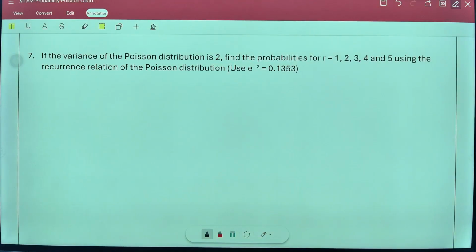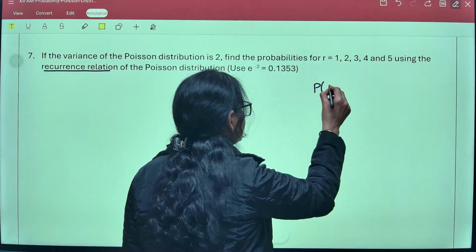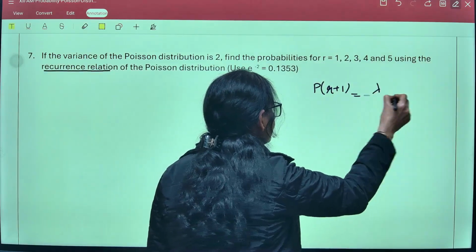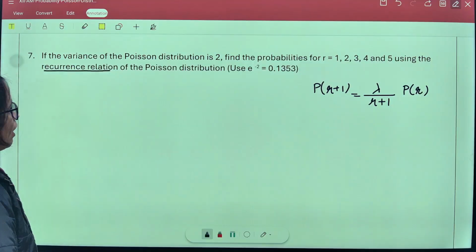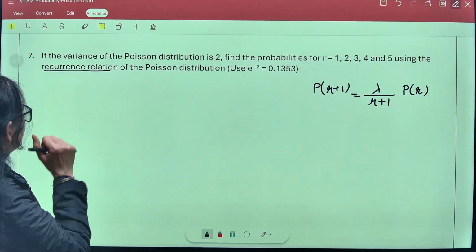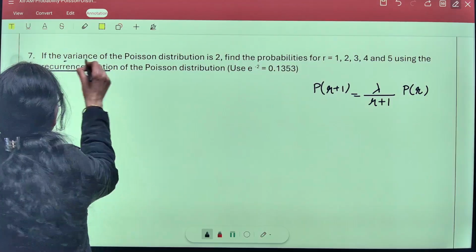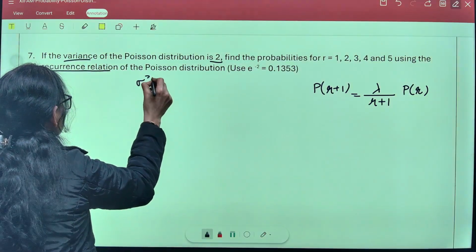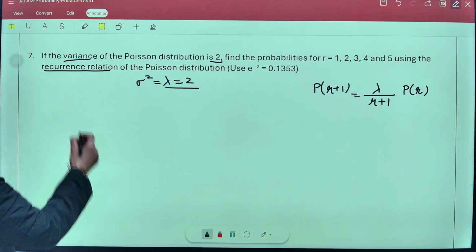If the variance of the Poisson distribution is 2, find the probabilities for r equal to 1, 2, 3, 4, 5 using the recurrence relation of the Poisson distribution. Now here the question says you have to use the recurrence relation. What was the recurrence relation? It was probability of r plus 1 equals lambda upon r plus 1 into probability of r. So let's start with r being equal to 1. And before that, we should understand what is the value of lambda. If the variance is given to you as 2, variance is same as lambda, so that means the value of lambda here is 2.